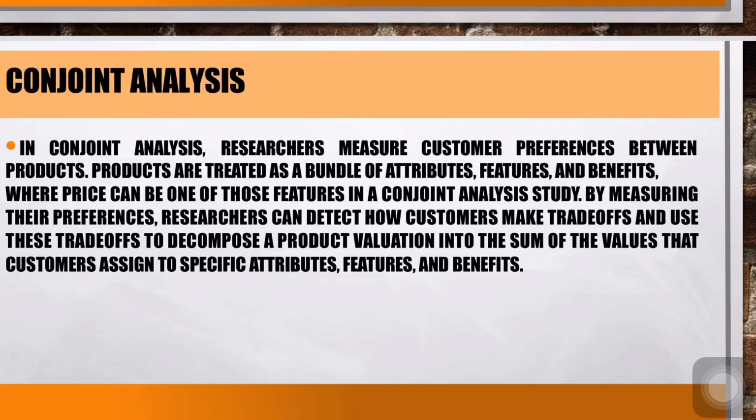Products are treated as a bundle of attributes, features, and benefits, where price can be one of those features in a conjoint analysis. By measuring their preferences, researchers can detect how customers make trade-offs and use these trade-offs to decompose a product valuation into the sum of the values that customers assign to specific attributes, features, and benefits.